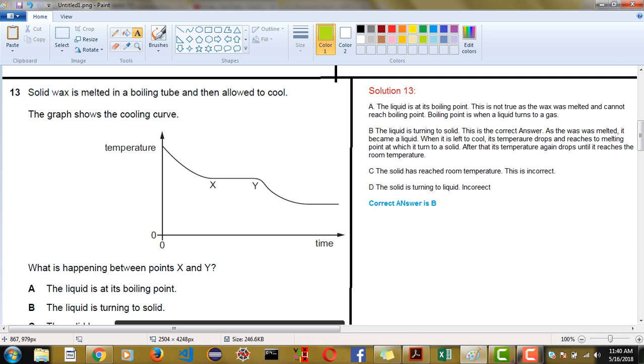Let's look at the options. Option A: the liquid is at its boiling point. This option cannot be true, as the liquid doesn't become a gas. Option B tells us the liquid is turning to solid. This is the correct answer, because the solid wax melts and becomes a liquid, and when it is left to cool, its temperature drops and reaches the melting point, at which it turns to a solid. After that, its temperature again drops until it reaches room temperature. Option C tells us the solid has reached room temperature. It can be omitted, as well as the last option.